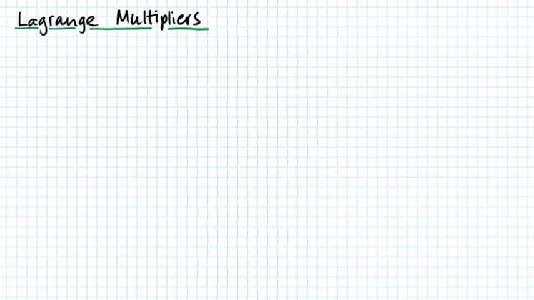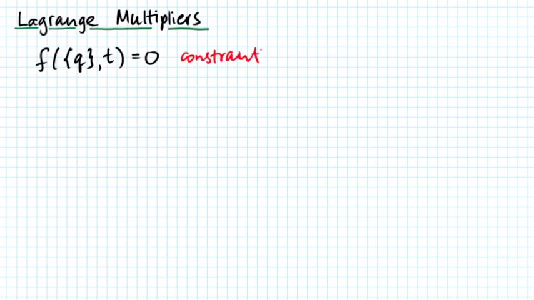Let's motivate a powerful method of Lagrange multipliers to deal with a system first subject to a single holonomic constraint f as a function of coordinates and time equals 0. The constraint is holonomic because it doesn't depend on velocities.